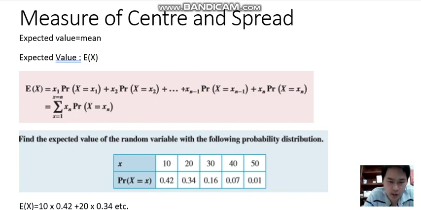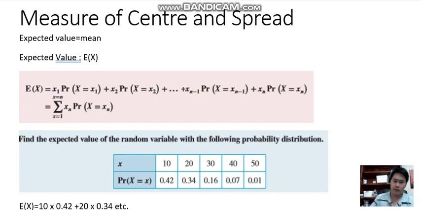So let's say for example we use a dice. Let x be the number that appears on the dice. X can be 1, 2, 3, 4, 5, or 6. So you do x1 multiplied by the probability of x being 1, and this is a summation, so you add the probabilities of x. Again, x is 1, x is 2, etc.